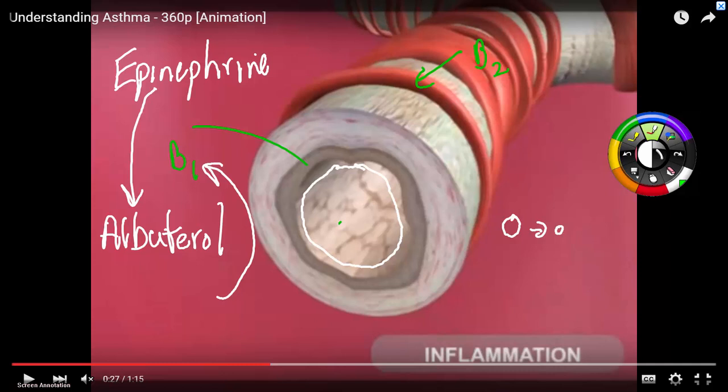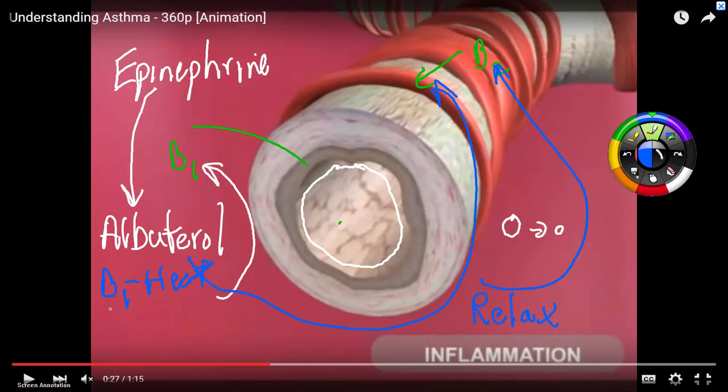The other thing that epinephrine, or albuterol, is going to do is bind with beta 2 receptors. And when albuterol binds to beta 2 receptors, it will cause the smooth muscle of the bronchioles to relax. And when it relaxes, the airway opens up. So, beta 1, blood vessels. Beta 2, smooth muscle. But you got beta receptors all over the place. You got beta 1 receptors in your heart.